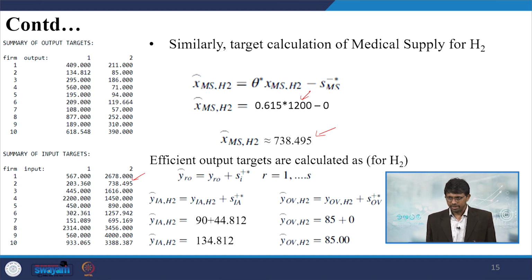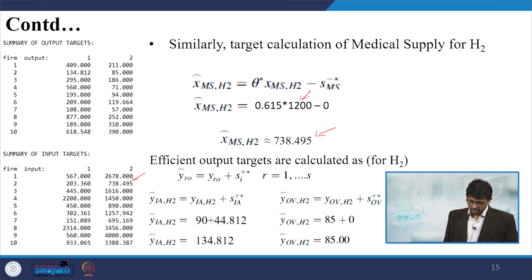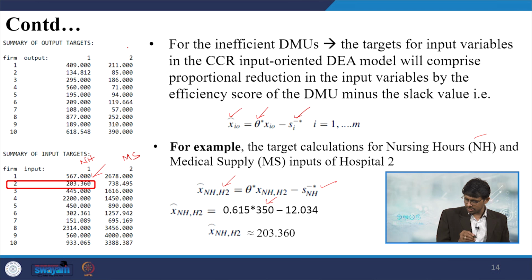Similarly, you can also calculate the output targets, and the formula will be different; input targets and output targets are different. In this case, it is output target based, though it is an input-oriented model. So, our slacks will be positive, is it not, as I told you in our theoretical explanation. The slack is actually added. The output slacks have to be added, not input slacks. Again for the medical supply MS, we are trying to find out this result, for NH and MS.